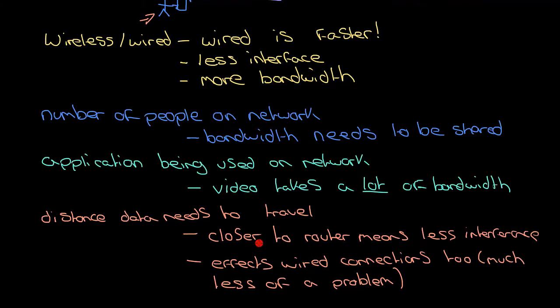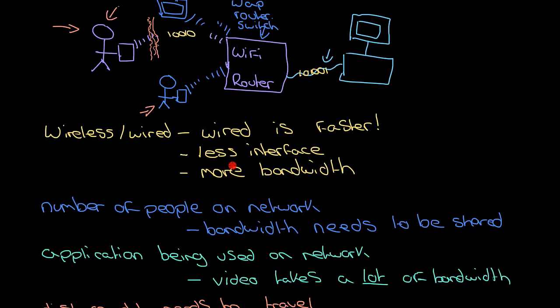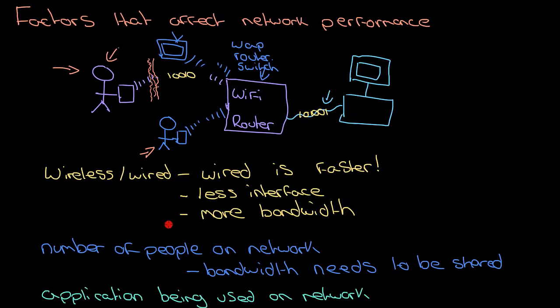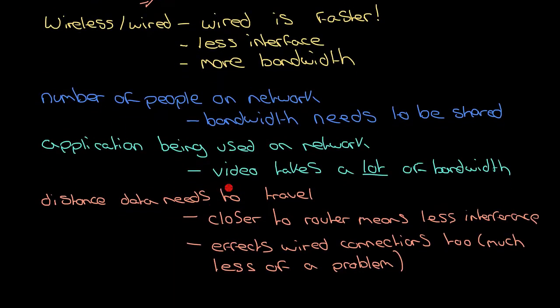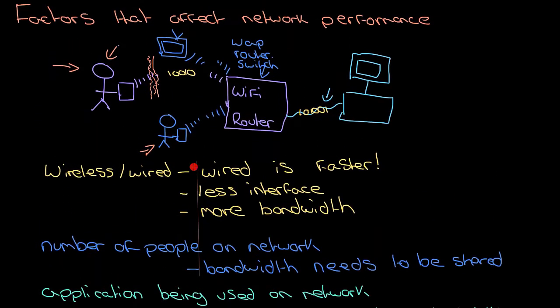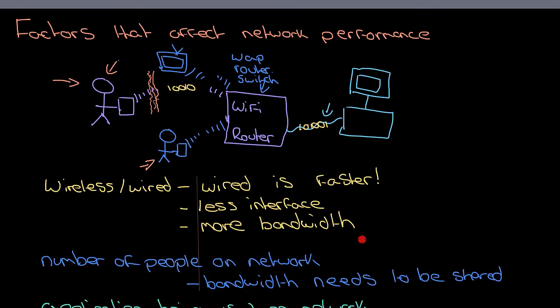But they're your main things. You've got the fact that you've got a wired or wireless network is one of the major things that affects network performance, the number of people and what they're doing on it, and also the distance you are to your wireless access point or to your switch and your hub. If you have all those things sorted, then you can have a happy network and browse as much high definition video as you would like.